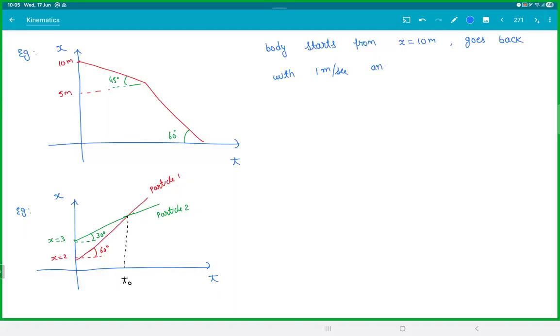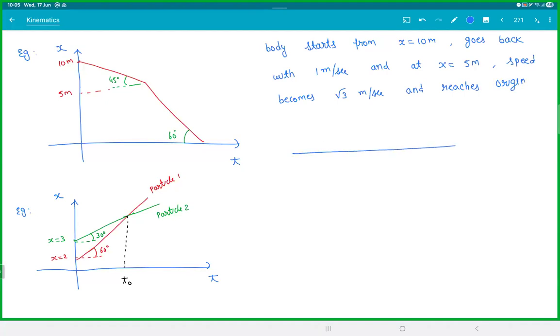And at 5 meters, the velocity changes. And at x is equal to 5 meters, speed becomes root 3 and then reaches origin. If you touch this line, meaning x became 0. We can calculate the time also.